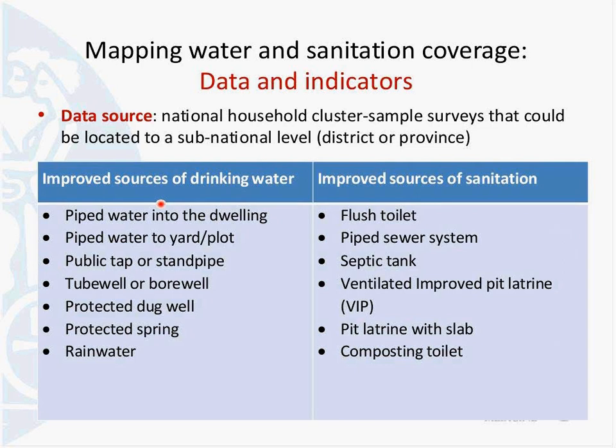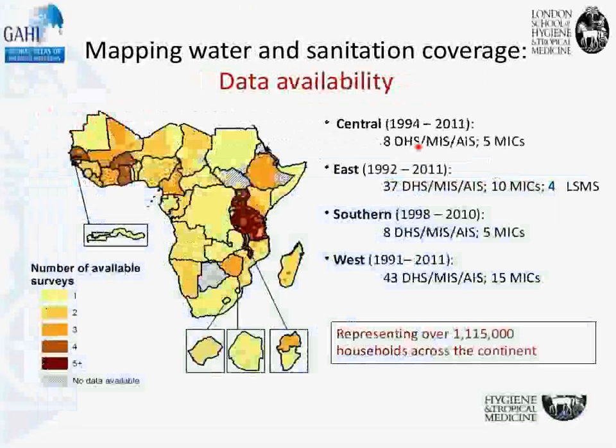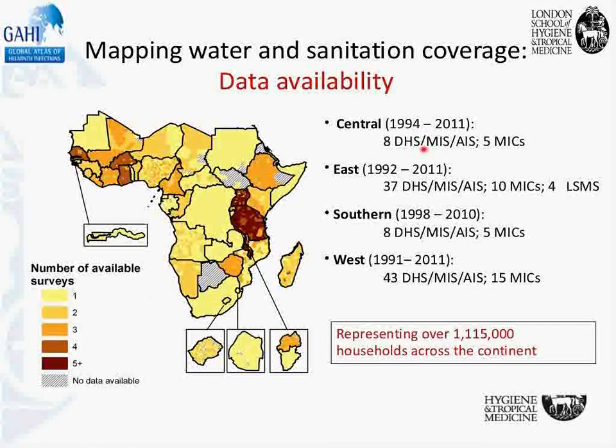And the data source that we use, and this is the same data source that is used for the Joint Monitoring Project, is national household cluster sample surveys. And we only included those surveys which we could identify which district or province the survey was conducted in, so we could therefore map at that fine spatial resolution. The majority of these surveys, just to show you where they lie, are DHS surveys. You may be familiar with these. These are the Demographic and Health Surveys, a big source of health data across Africa.